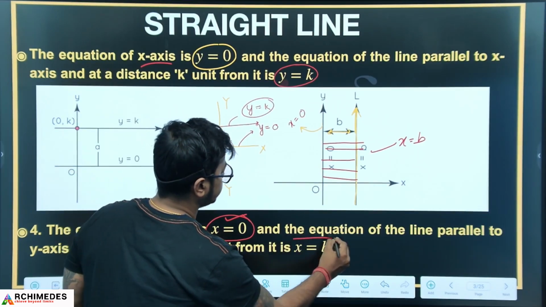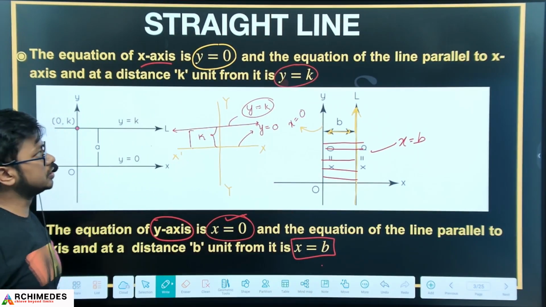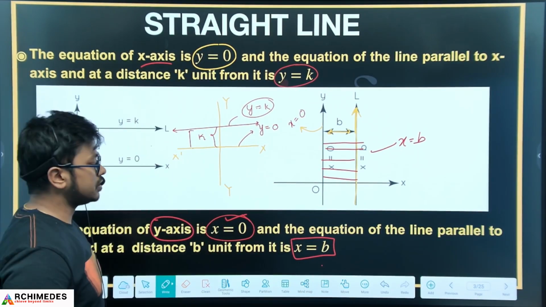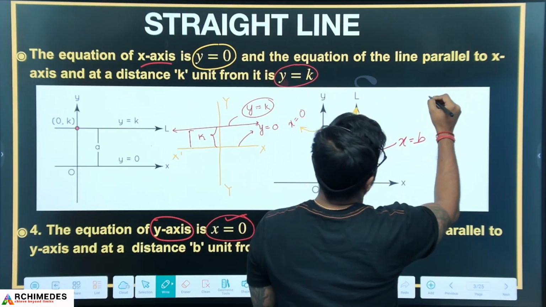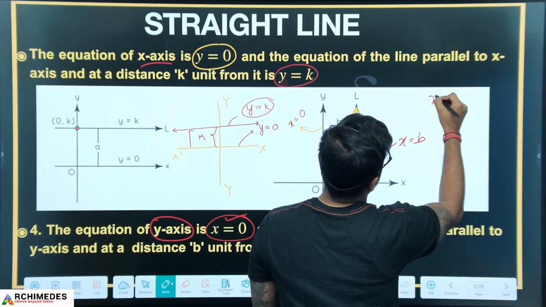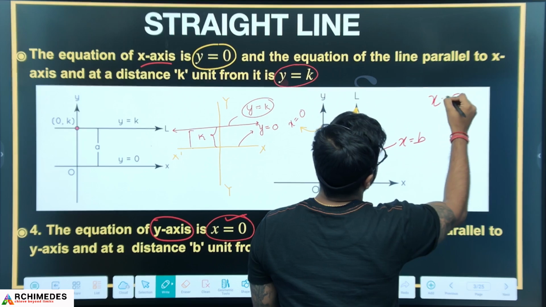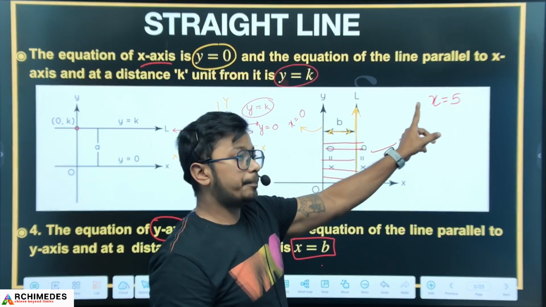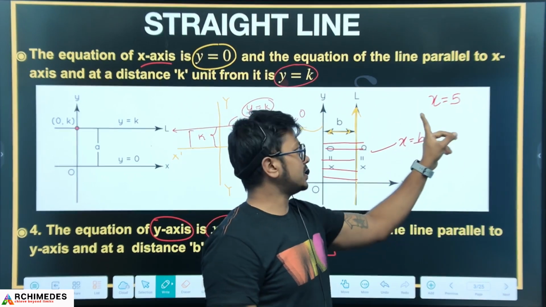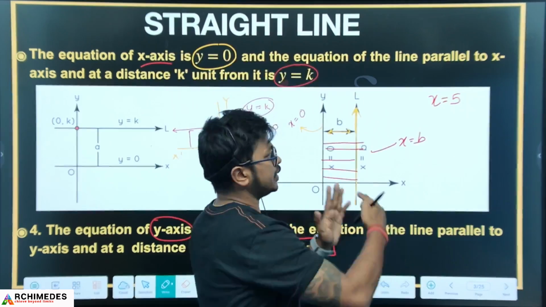Any doubt up here? Clear? So this is what you have to remember. For example, if they have given, suppose, x equals 5, what type of line is given? This is a line parallel to the y-axis, because only x is there. Parallel to the y-axis at a distance of 5.